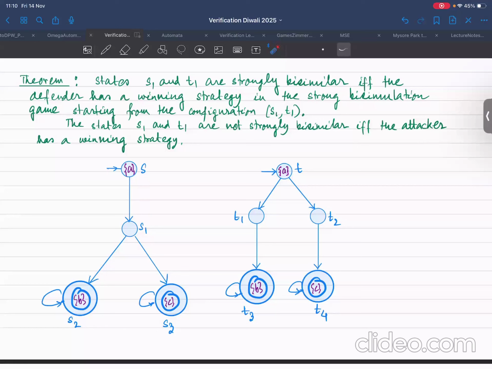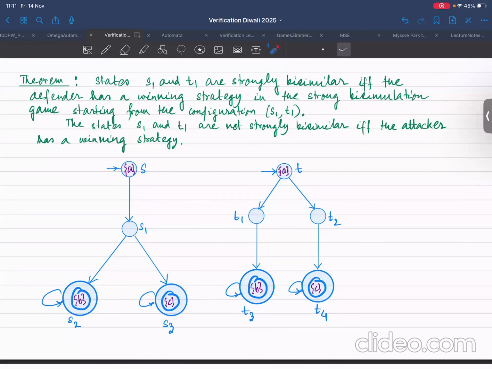So now, given these two Kripke structures, starting from S and T, what you have to tell me is, what do you think about these two Kripke structures? Are they bisimilar or are they not? Yeah, I think they are not. Sorry, so they are not? They are not. Okay, why do you think they are not?